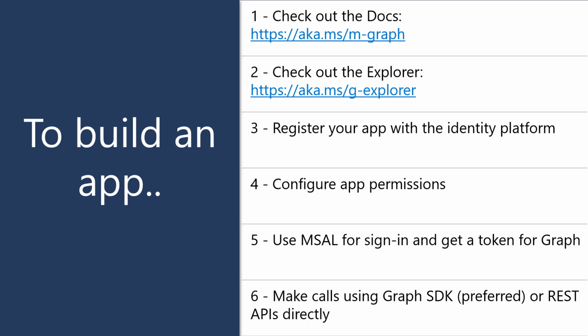Then the next step is going to be registering your app to the identity platform, Microsoft Azure Active Directory. After that, we will configure our app permissions. Then we will use MSAL for sign in and get a token to be able to consume Graph in our app. Then the last point is going to be making calls using either Graph SDKs, or we can consume Graph just like a REST API, or we can use Graph through the Microsoft Graph Toolkit, which is going to be the part of our solution today.